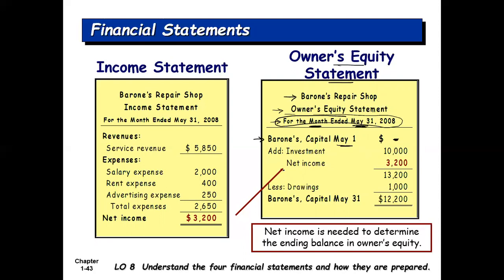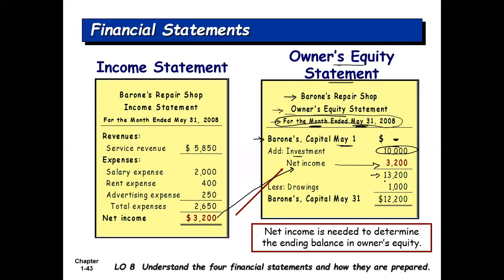Then what happened during this month? During this month, the owner invested how much? $10,000. And then we had income from the business operations, and that income was $3,200. We added these two, and we got $13,200. Again, since we are adding two amounts, we have to understrike the last one.